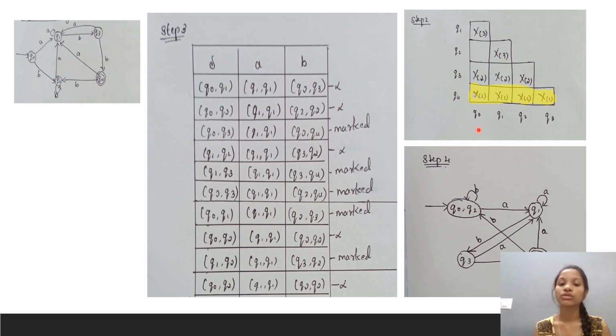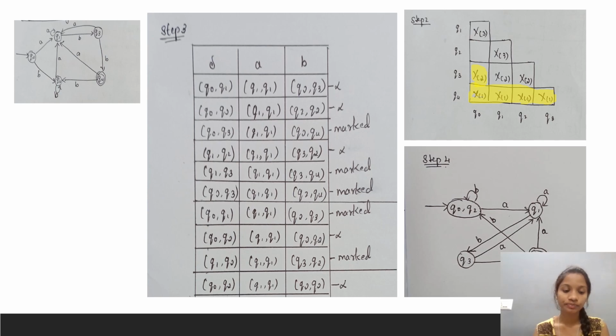Now we have to check whether Q2 comma Q4 is marked in this table. Q2 comma Q4, this box is marked in the last step, so hence we are going to mark it in this step. So state Q0 comma Q3 will be marked in this step.